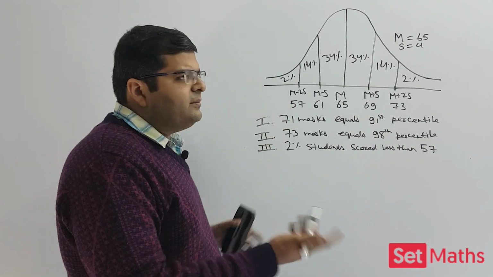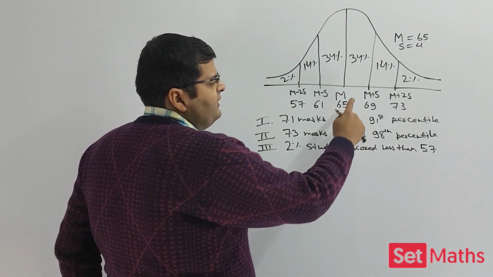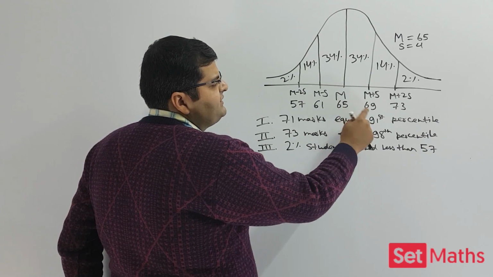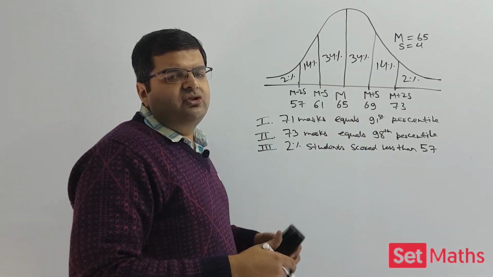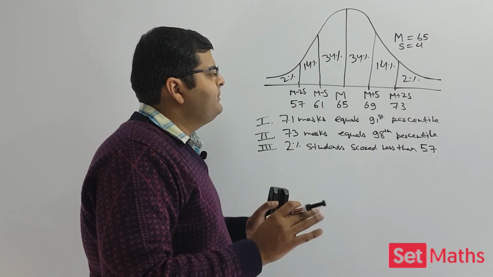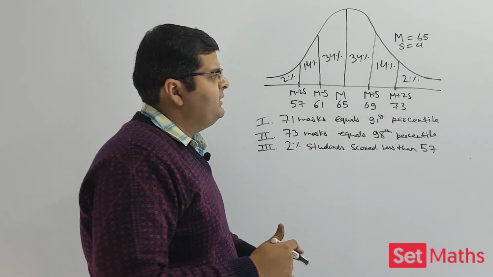So what we get from this graph, if you understand this graph, is that between 65 and 69, 34% students will fall. So 34% students score between 65 and 69 marks.